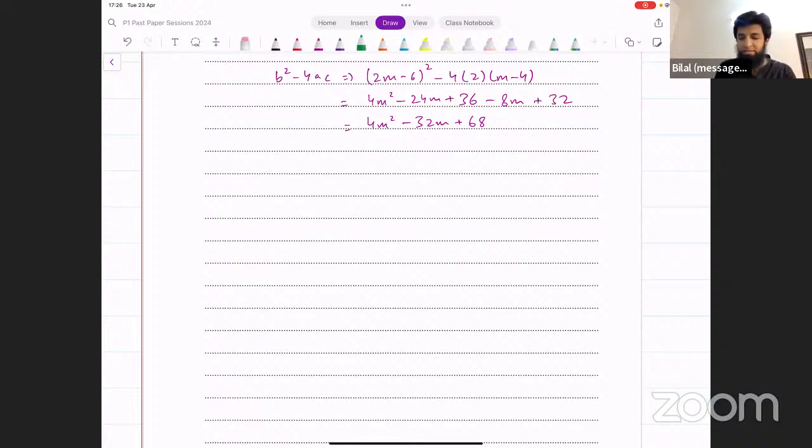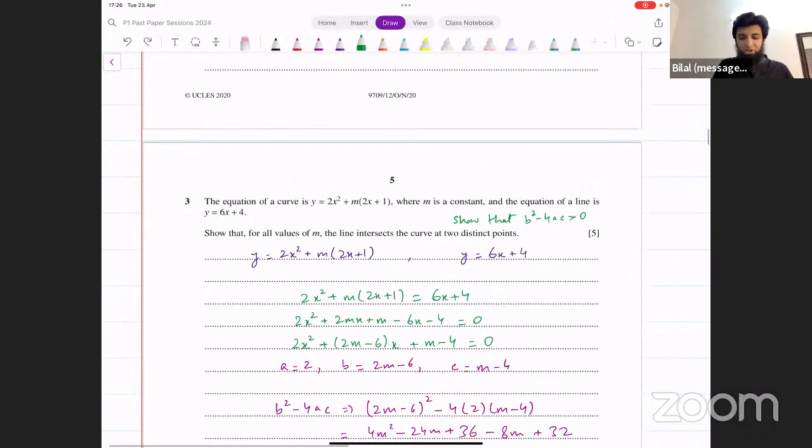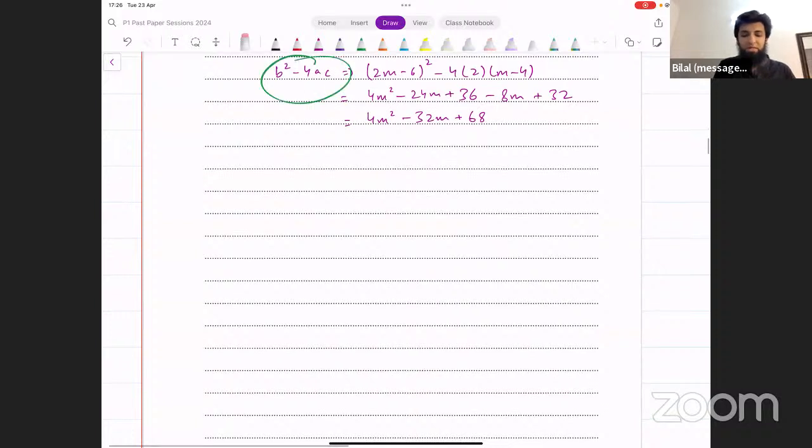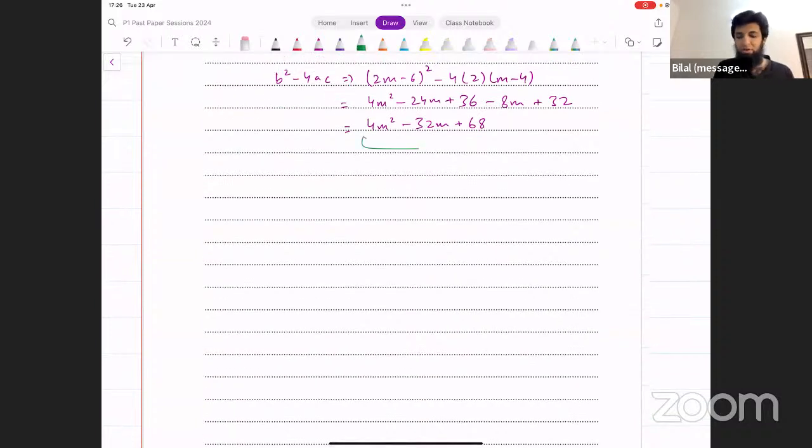We need to show that this is greater than 0. How do we do that? This is also a quadratic expression, right? This also has m squared. It's a quadratic expression. What's the shape of this quadratic expression? Remember, this is b square minus 4ac. We're not talking about the original curve. We're talking about b square minus 4ac from that equation. What is this going to look like? It's also a quadratic function. It's going to be a U-shaped function, right? It will look like this. U-shaped like this. The curve for b square minus 4ac. And it would have some minimum point. This would be the minimum point of b square minus 4ac.